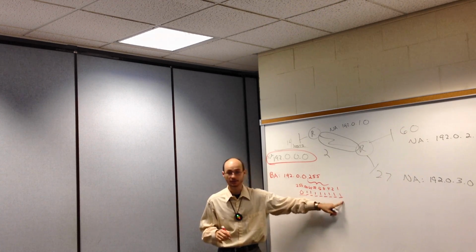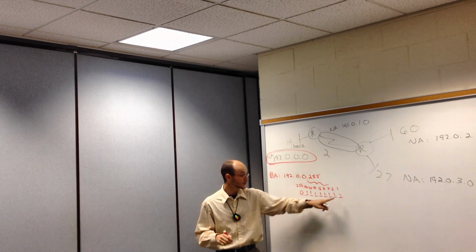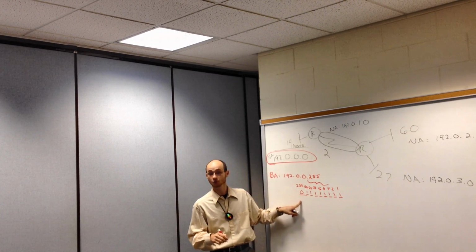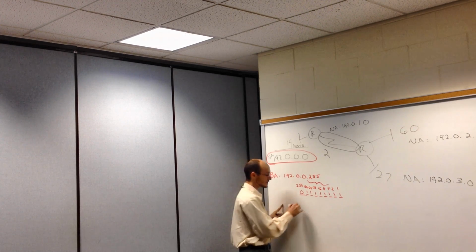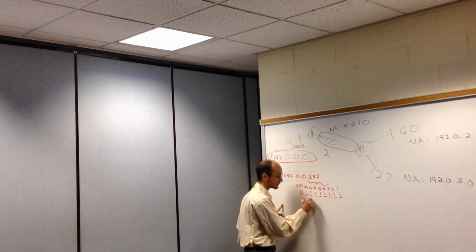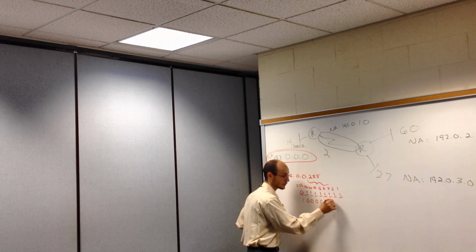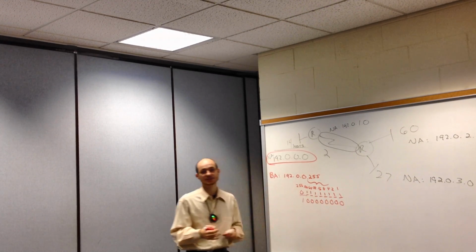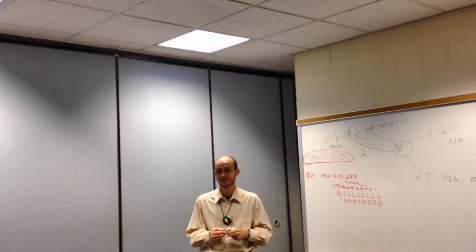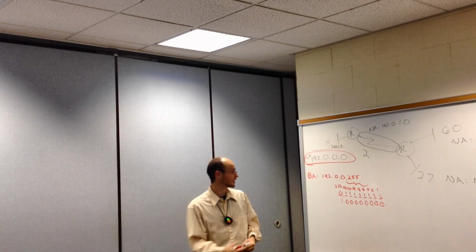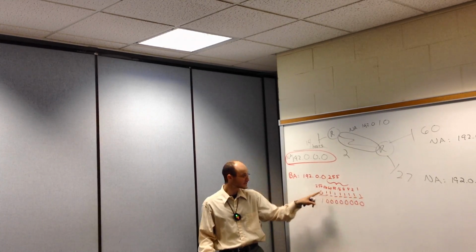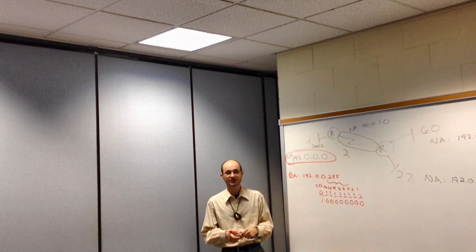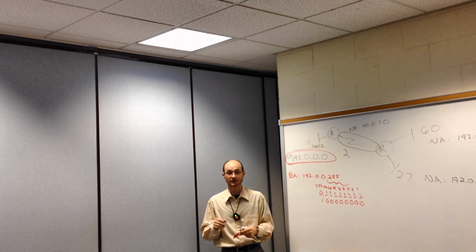If I were to add 1 to this number, these would all roll to a 0, and then this one would roll to a 1, correct? So 256 looks like a 1 followed by all zeros. What's 256 minus 1? 255, right? All ones. So if I see all ones, I'm just going to say to myself, and that is 8 ones, 255. Nice little shortcut.